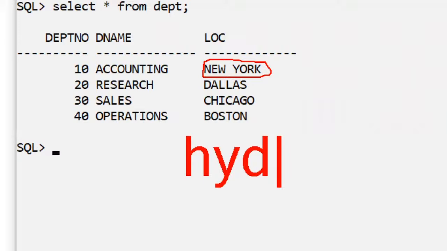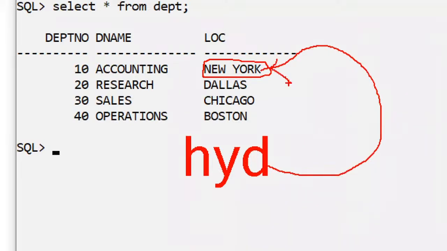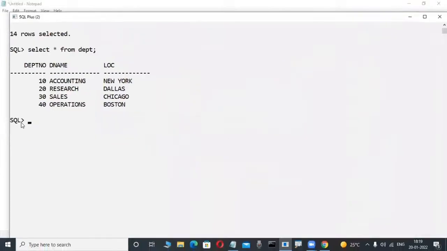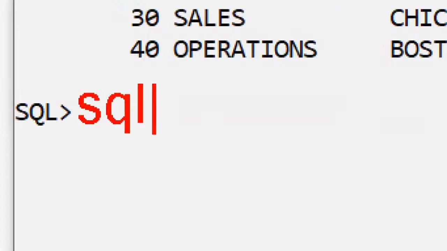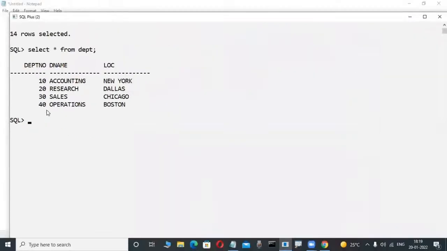Suppose I want to change this New York location into Hyderabad in this relational database. How can I do it? Just at the SQL prompt, using the SQL language. SQL is a very easy language. How? I will tell you. In the SQL language you are typing some commands.